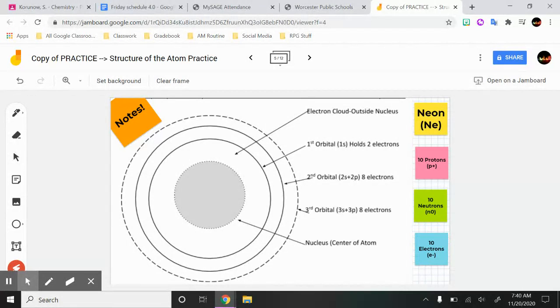So the first thing we need to do is put the protons and the neutrons in the center of the atom. Okay, the center of the atom is called the nucleus, and it holds the protons and the neutrons.